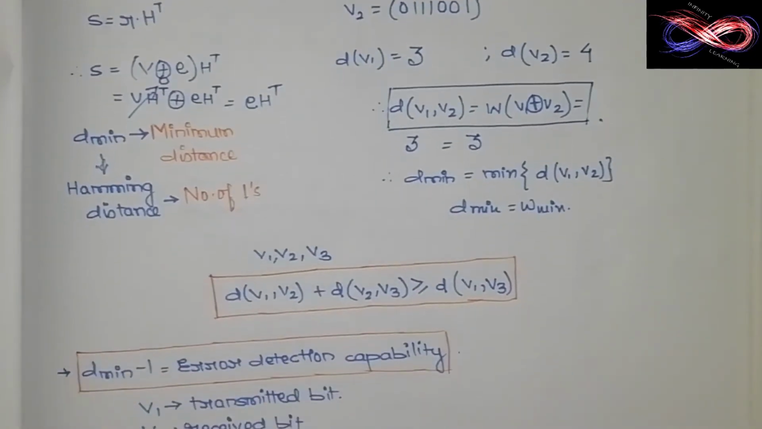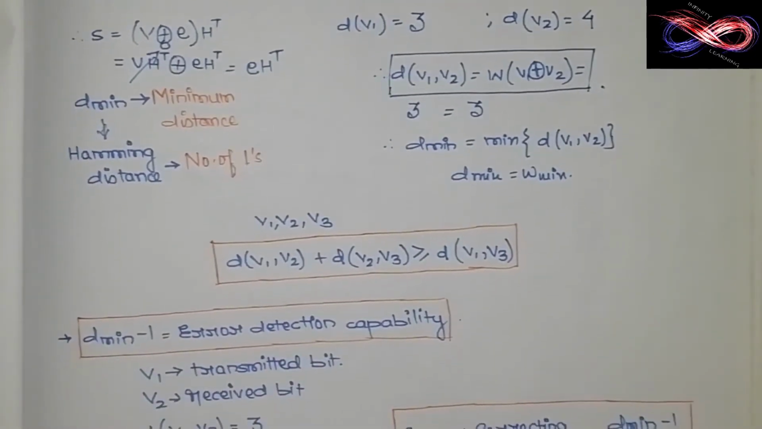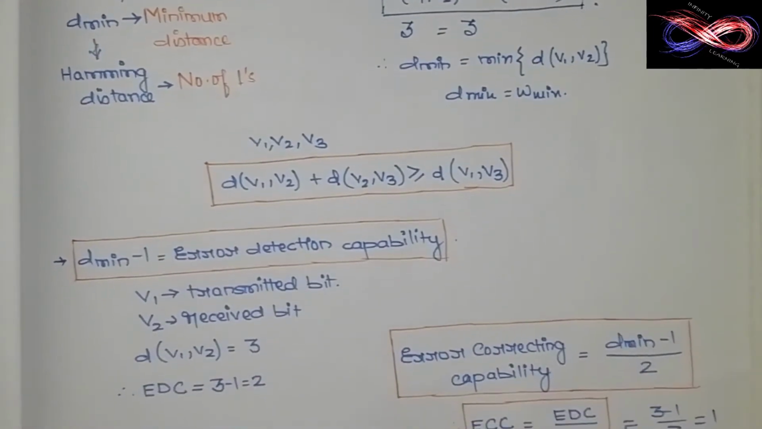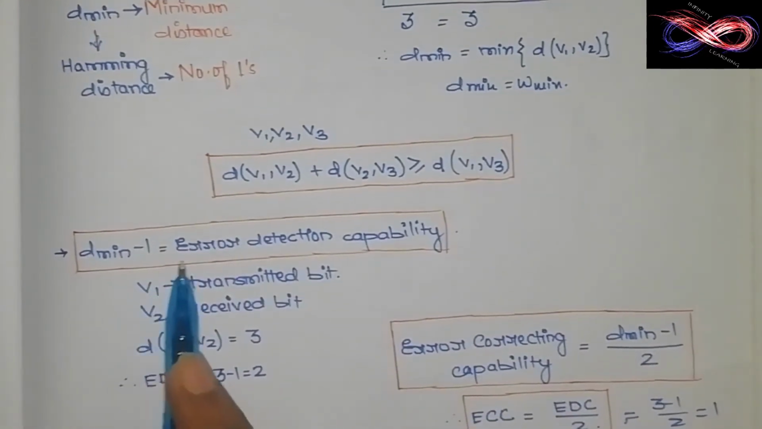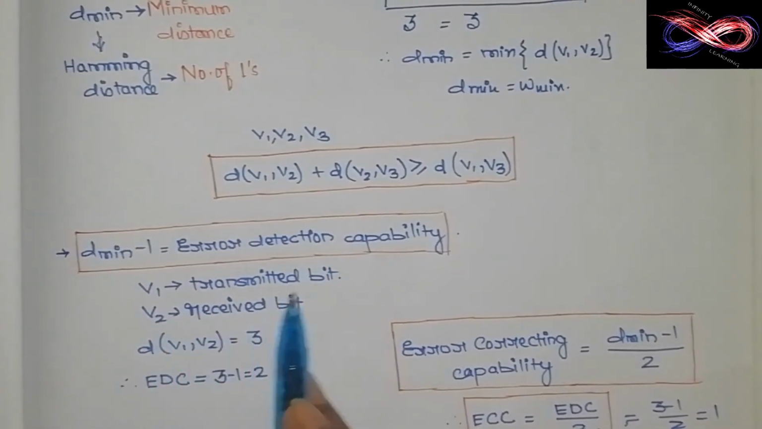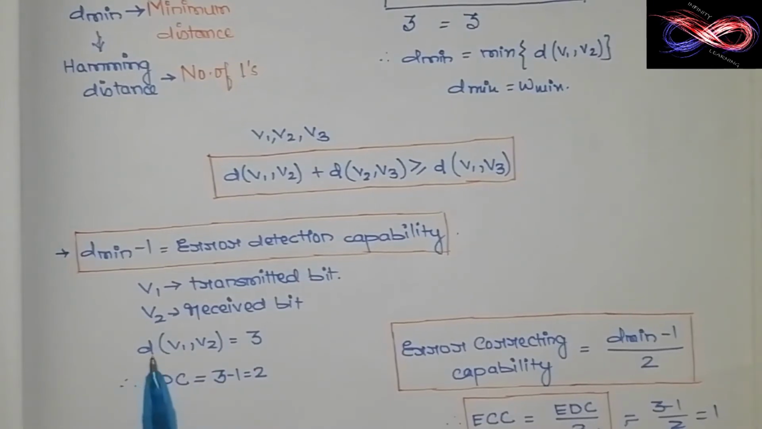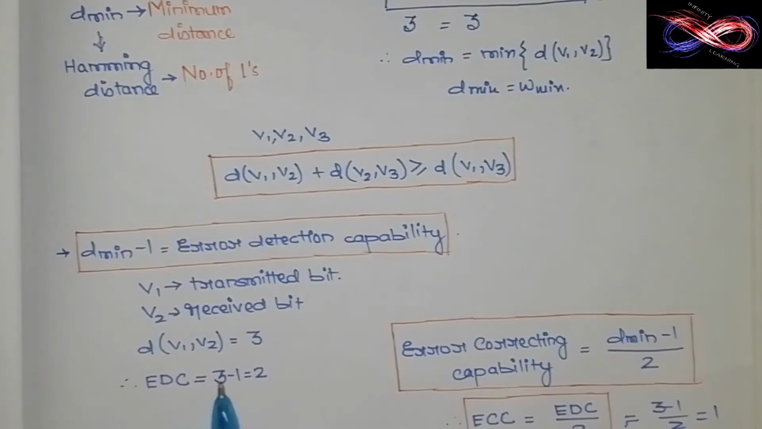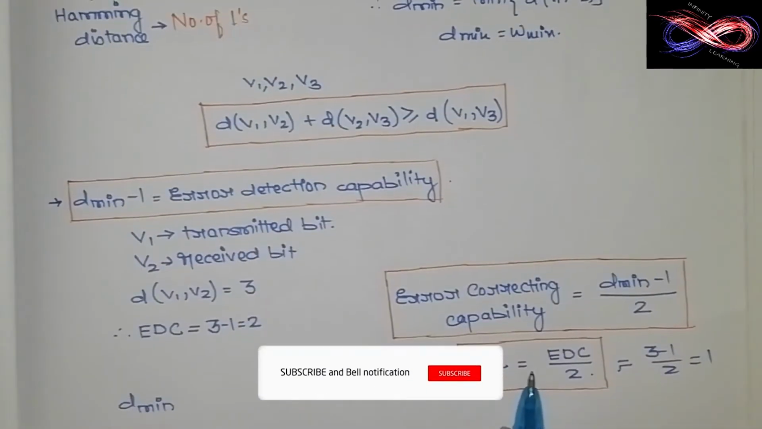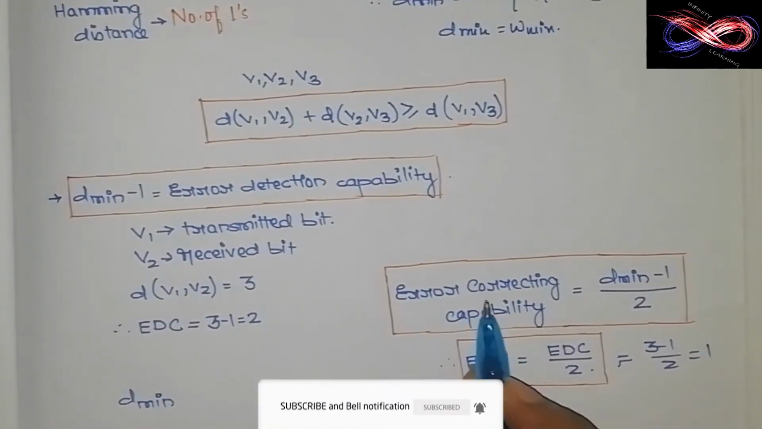The first one is the error detection capability. By name we can easily say that this is the detection capability of an error. So this will be calculated as D minimum minus 1. This will be equal to EDC, that is error detection capability, where V1 is the transmitted code and V2 is the received code. In the previous example we saw that D of V1, V2 is equal to 3. So EDC will be equal to D minimum minus 1, that is 3 minus 1, which will be equal to 2.